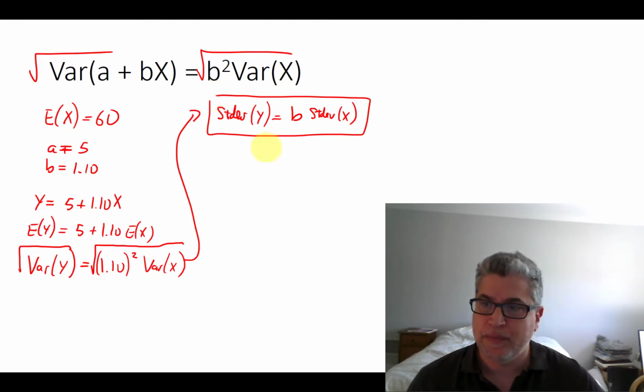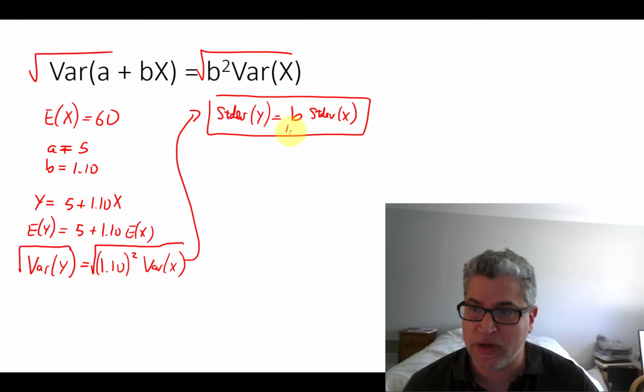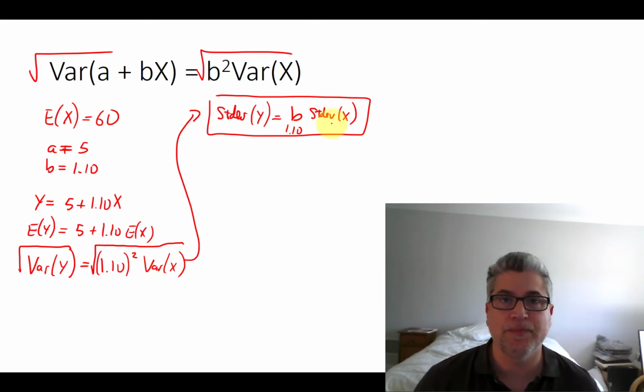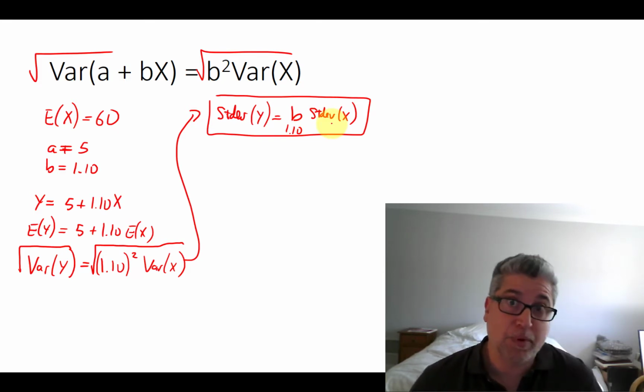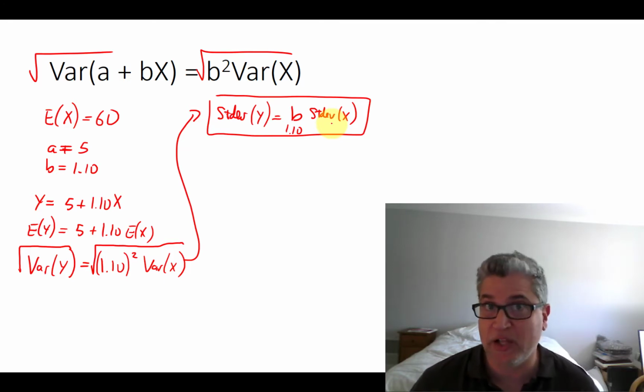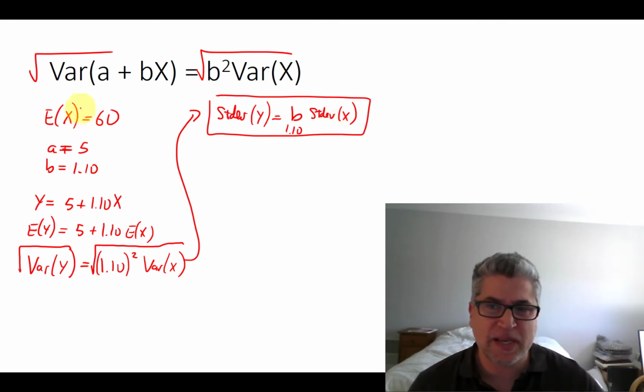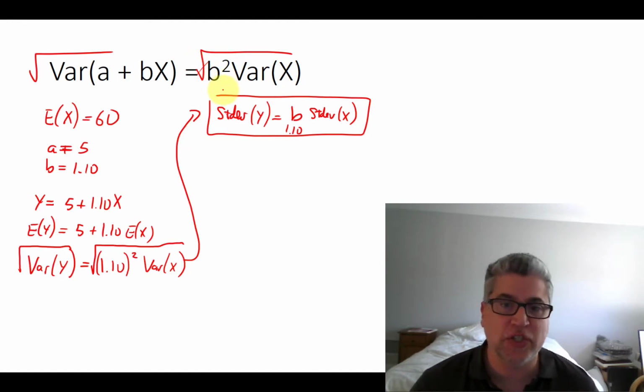So the new standard deviation is going to be 10% higher than the original standard deviation, because b here was 1.10. So we've increased the standard deviation proportionately, by how much we scaled up our test scores. We can't say the same thing for variance, because the proportionality factor is squared. But for standard deviation, it works out really nicely.